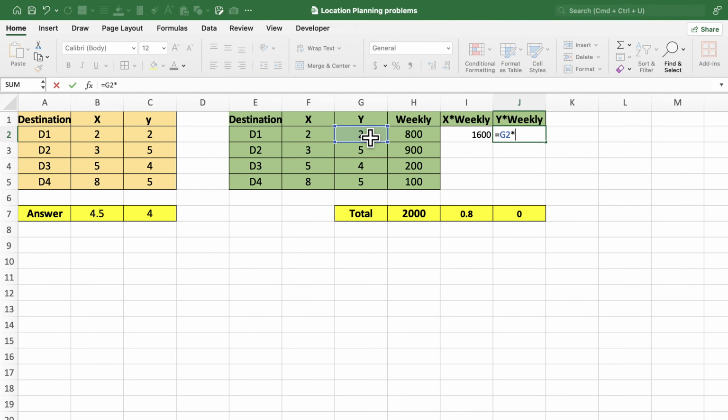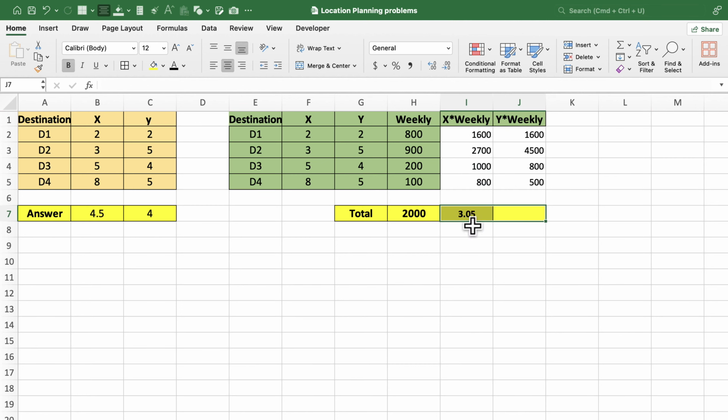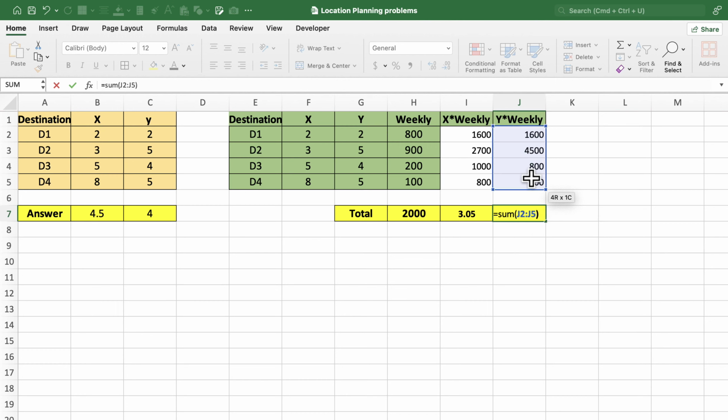So that will be 2 multiplied by this weekly quantity, and then I can drag them down, and in the next step I will take the sum of all these and divide by 2000, which is the total. So that gives us 3.05, and in the same way I will take the sum of these and then divide it by 2000, which is the total quantity, and that would give me the value of the y coordinate.